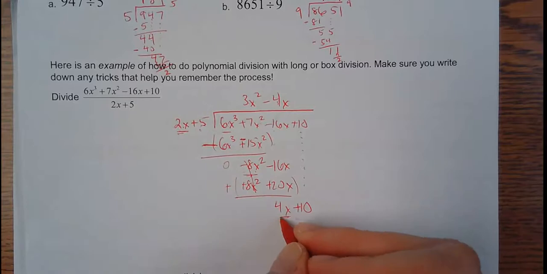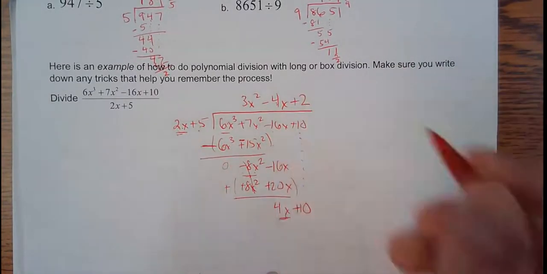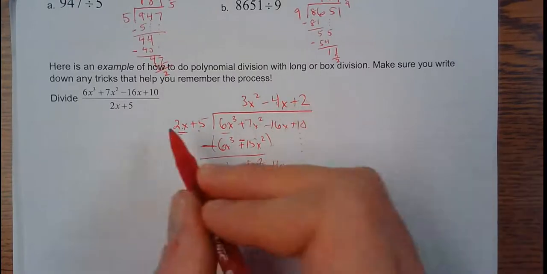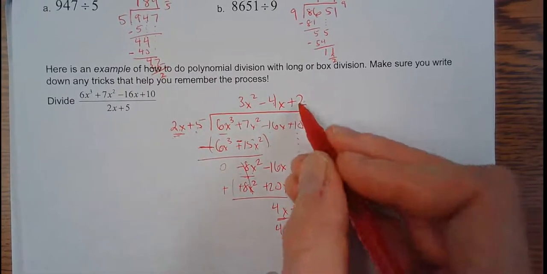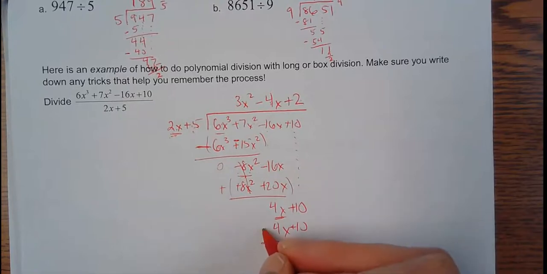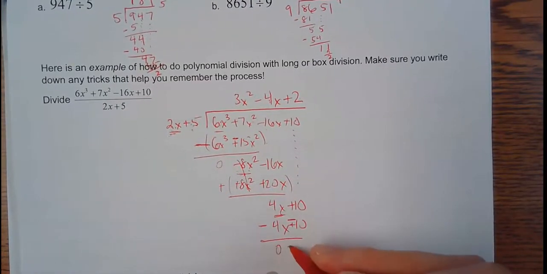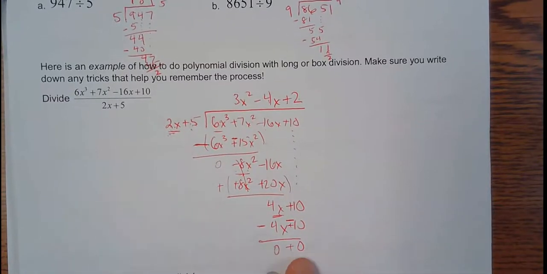Now look at the first terms only. What's 4x divided by 2x? Well, that would be a 2. Since it's a positive 2, I put plus 2. And then 2 times 2x is 4x. 2 times 5 is 10. Remember, you're subtracting these, so switch both the signs. And then add straight down. So this would be a 0 plus 0. So it divided evenly. Now that's not always true.